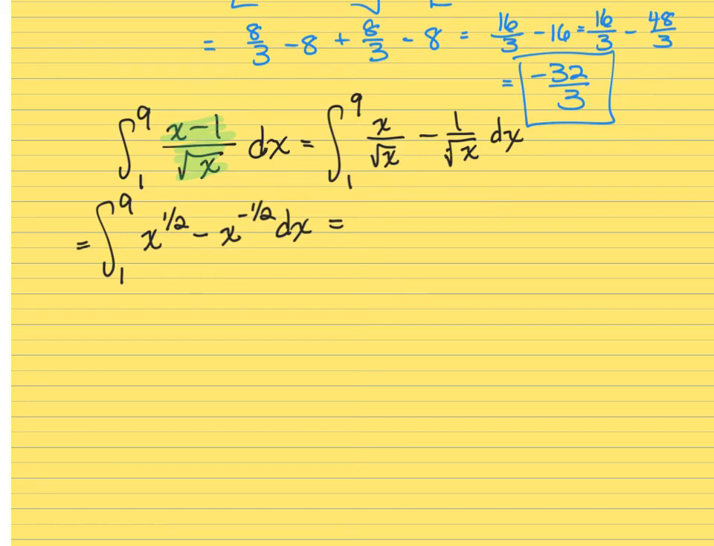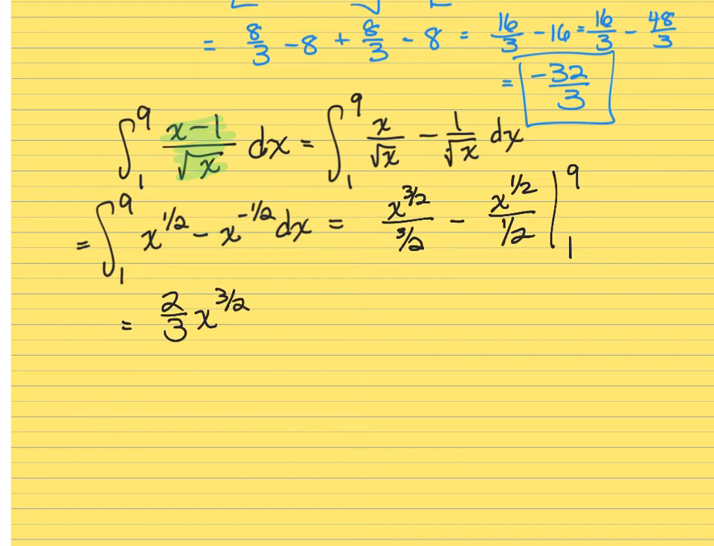And so that's where we're at now. We want to apply the power rule. So it's going to be x to the 3/2 over 3/2 minus x to the 1/2 over 1/2, evaluated from 1 to 9. Now before I evaluate it, I want to clean it up a little bit. So it's 2/3 x to the 3/2 minus 2x to the 1/2, right? When I flip those denominators, evaluated from 1 to 9.